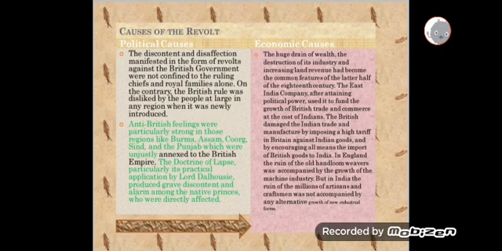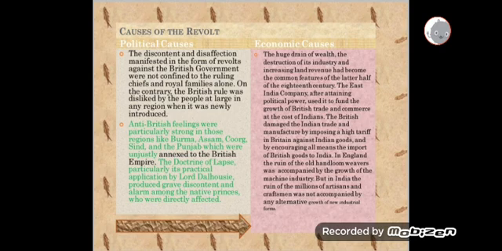The Doctrine of Lapse, particularly its practical application by Lord Dalhousie, produced grave discontent and disaffection among the native princes who were directly affected. On the other hand, economic causes: the drain of wealth, the destruction of industry, and increasing land revenue had become the common features of the latter half of the 18th century. This is the main issue, okay?